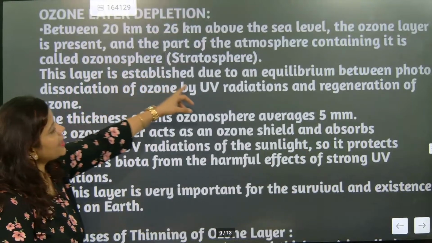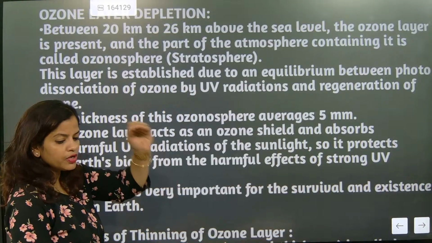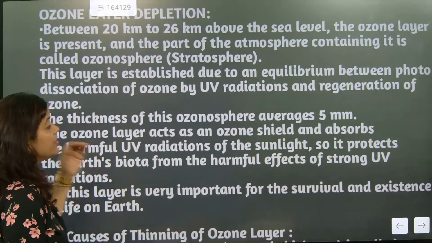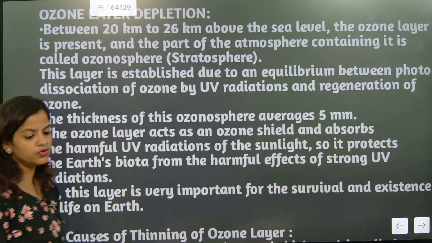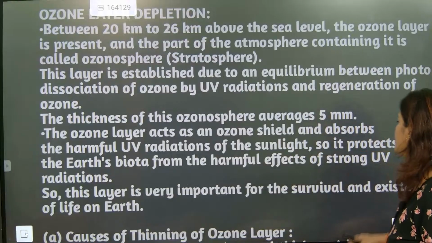So this layer is established due to an equilibrium between photo dissociation of ozone, by which radiation? UV radiation, and then regeneration, meaning reforming of ozone. So this level is generated because of this. So now we are going to go for the next one, beta.